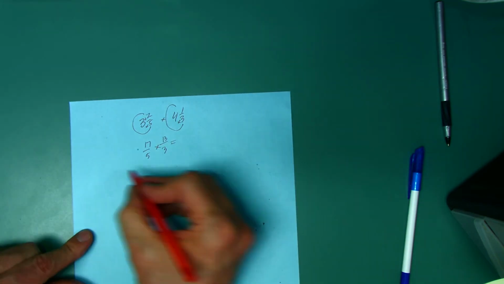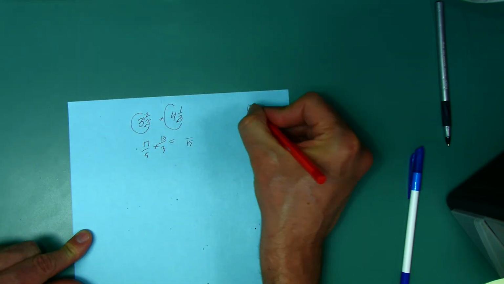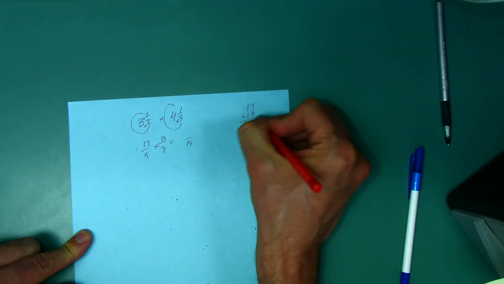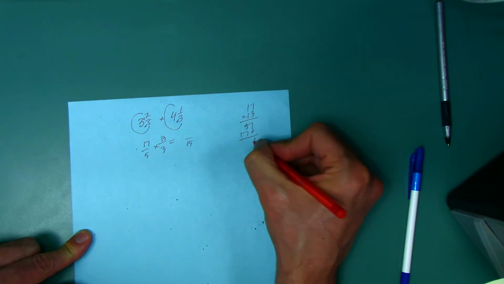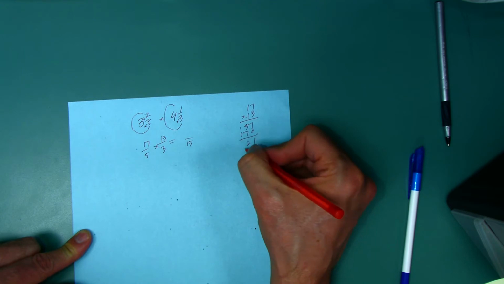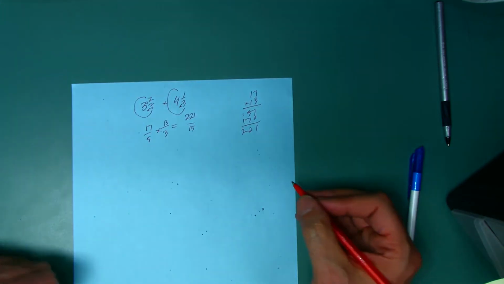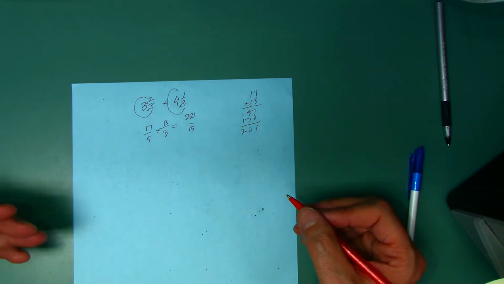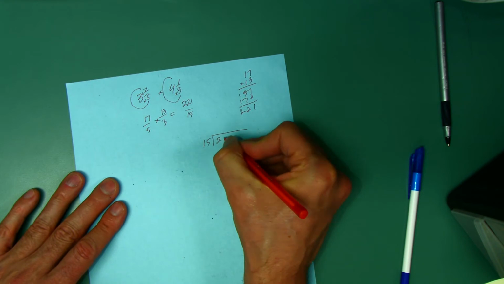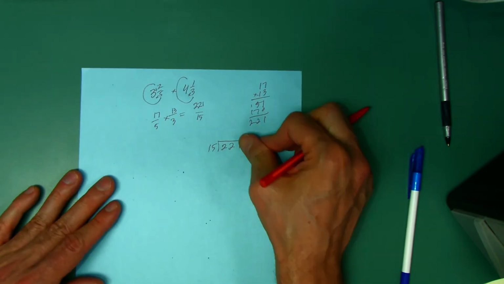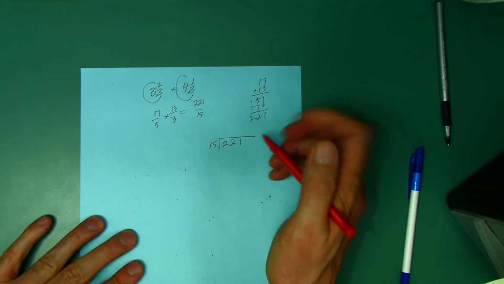Now I go multiply. The bottom's easy, 5 times 3. The top, I got to go 17 times 13. So 221 over 15. Then I have to divide the bottom into the top. How many 15s fit into 221? Well, that's not so hard because I'm going to start here. 15 goes into 22 one time, right?